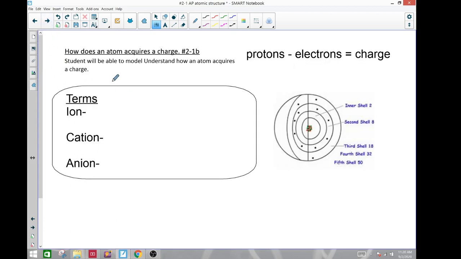All right. So now we're on our next standard. Okay, and I'm going to stop there for now, and we'll pick up a video on the second standard here, which is protons and electrons.